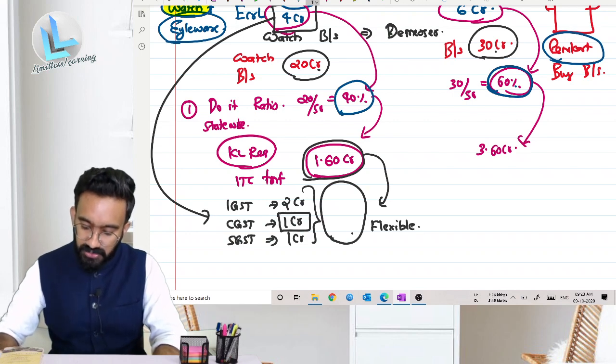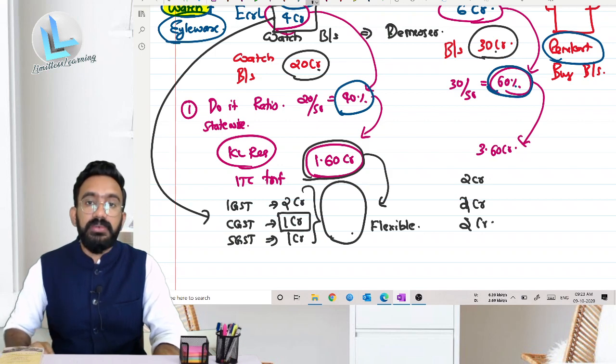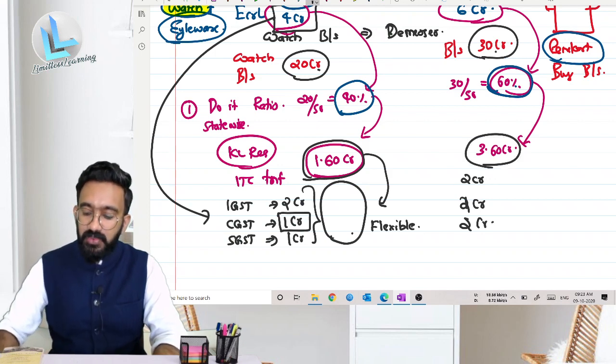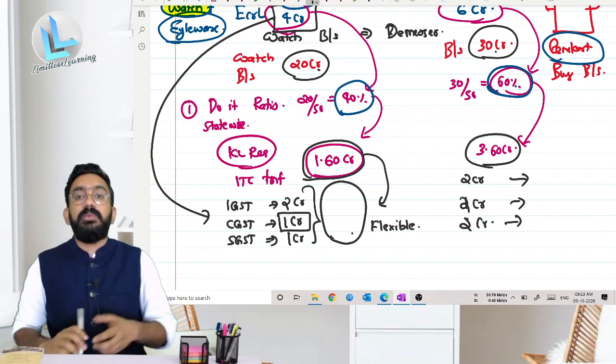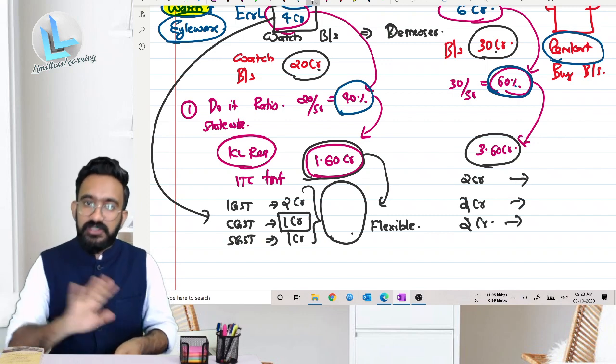Say for example, the 6 crore composition is 2 crore, 2 crores and 2 crores. This is how the composition is. Now they have to transfer 3.6 crores. How much of IGST, how much of CGST, how much of SGST, that is flexible. They can transfer it in that.